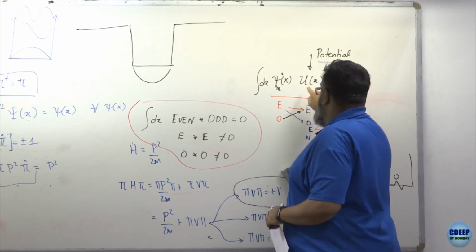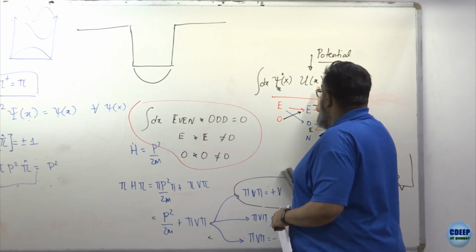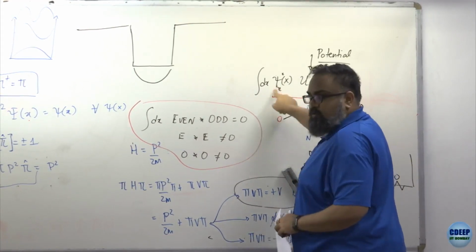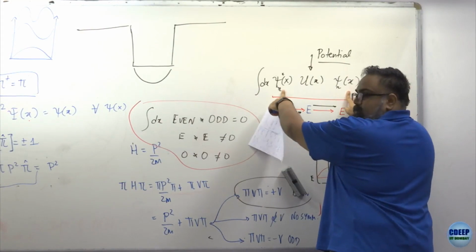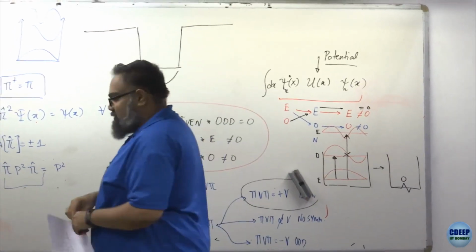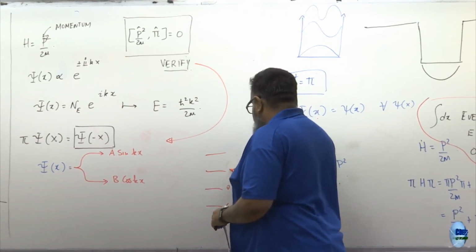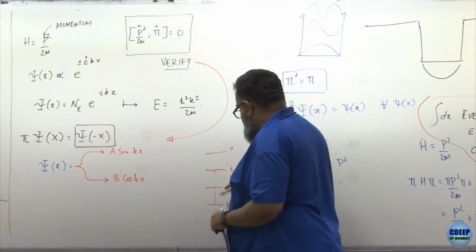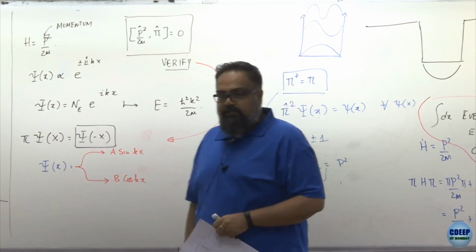No, that's not true, because d by dx actually changes even functions to odd functions, and odd functions to even functions. So what that means is that d by dx can only allow you to make a transition from odd functions to even functions, or even functions to odd functions, because all others will just be disallowed. If you started with two even functions, you take a d, this becomes odd, and then odd times even is just zero. So if you have your eigenstates lined up with parity, even, odd, and so on, d by dx will allow you to make only these kinds of transitions. It will disallow this transition. It will just disallow it.